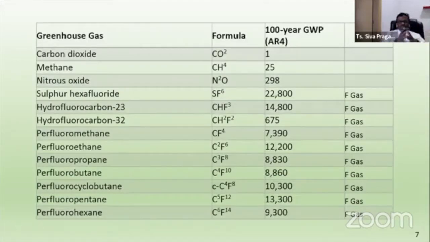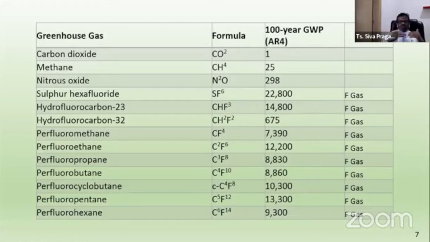We are just going to briefly have a look at all these GHGs, what we call greenhouse gases. There are many, many greenhouse gases. As described, carbon dioxide, methane, and nitrous oxide are the three main GHGs. And thereafter, we have other gases, what we call the F gases, because they all contain fluorine: sulfur hexafluoride, hydrofluorocarbon 23, hydrofluorocarbon 32, perfluoromethane, perfluoroethane, propane, butane, and so on. There are many, many different types of greenhouse gases, but the first three have the strongest effect on Earth and the atmosphere.